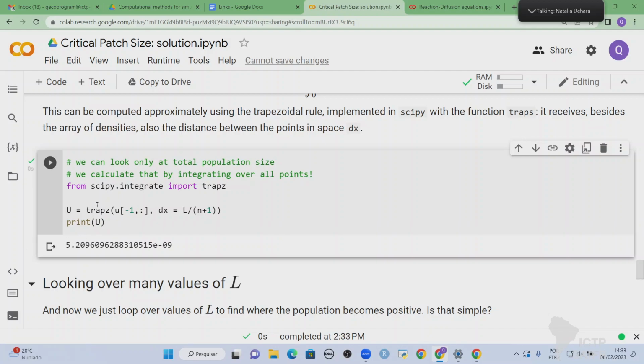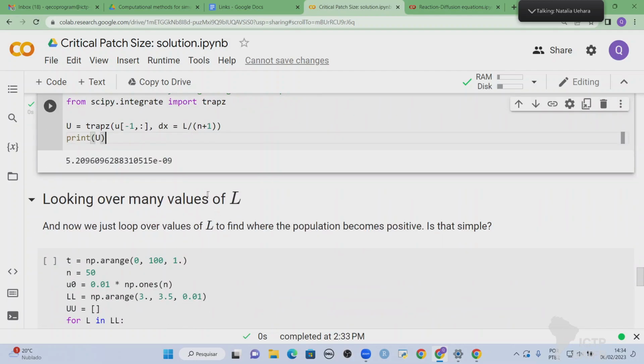And with that, I can think, okay, the population goes extinct when the total population goes to 0, and it's not going extinct when this total population doesn't go to 0. Now we can do something that looks like a bifurcation diagram. Then we can look at, as we change the value of L, what the total population size is like.